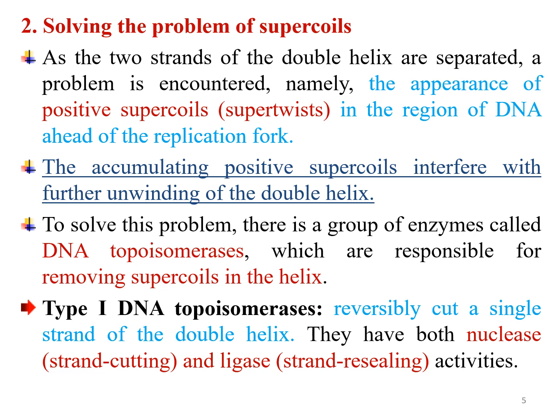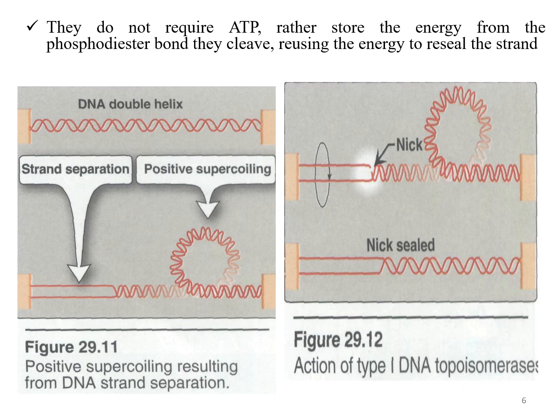Type 1 DNA topoisomerases reversibly cut a single strand of the double helix. They have both a nuclease, or strand cutting, and a ligase, or strand releasing, activity. They do not require ATP, but rather store the energy from the phosphodiester bond. They cleave as well as reuse the energy to rejoin the strands. So this is a double helix DNA strand, and it can be separated into single strands, and a positive supercoil can be obtained here, but this positive supercoil can be avoided by using the topoisomerase enzyme.